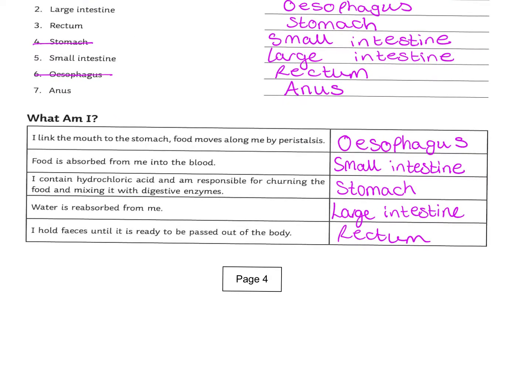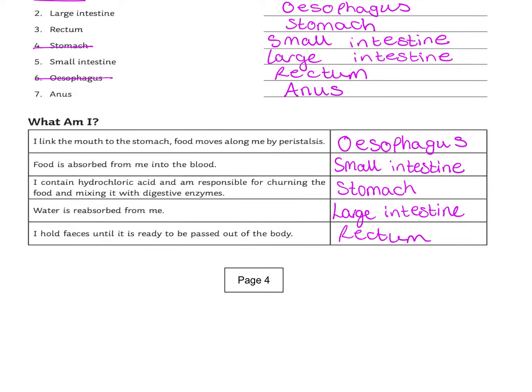What am I? I link the mouth to the stomach. Food moves along me by peristalsis. That's the esophagus. Food is absorbed from me into the blood. That's the small intestine. I contain hydrochloric acid responsible for churning the food and mixing it with digestive enzymes. That's the stomach. Food is reabsorbed from me. That's the large intestine. I hold feces until it's ready to be passed out of the body. That's the rectum.